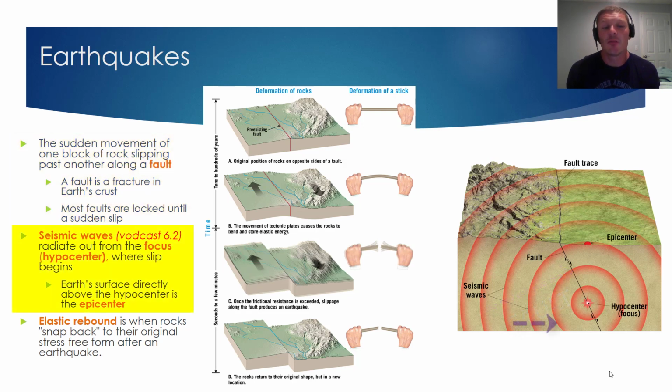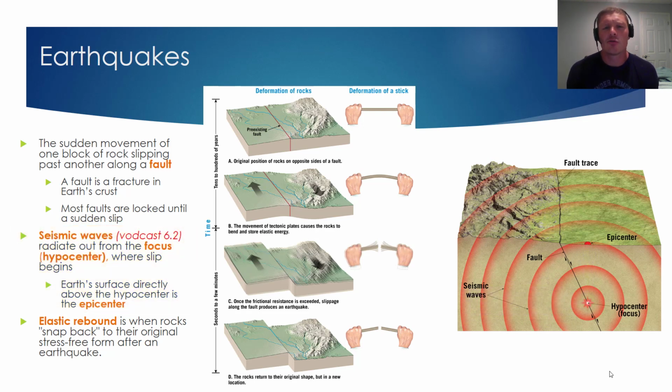During an earthquake, seismic waves will radiate out from the focus, which is also known as the hypocenter. And the focus is the exact location inside of Earth where the slip occurred. Now, if we locate the point on Earth's surface directly above the focus, we call that point the epicenter. So just to recap, the hypocenter is the exact location inside of Earth where the earthquake originates, and the epicenter is the point on Earth's surface that is directly above the hypocenter.